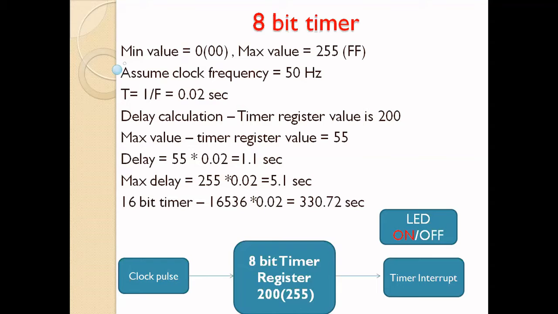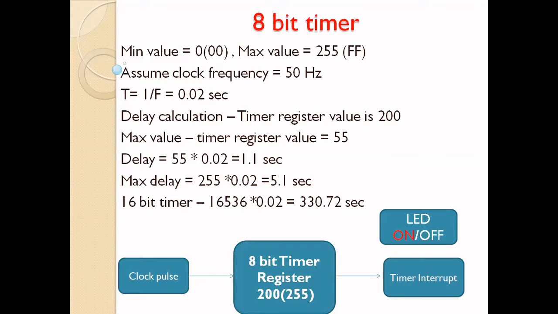Next, delay is equal to this 55 into time. Time is nothing but 0.02 second. If you multiply, you will get 1.1 second. So this is the delay. You take an 8-bit timer, I am storing the value 200, and I am assuming the clock frequency is 50 Hz. So if the frequency is 50 Hz and the timer value is 200, I can generate a delay of 1.1 second.